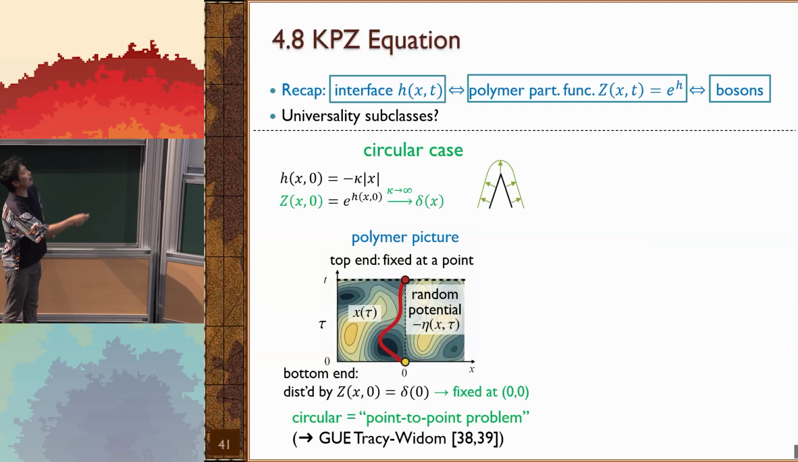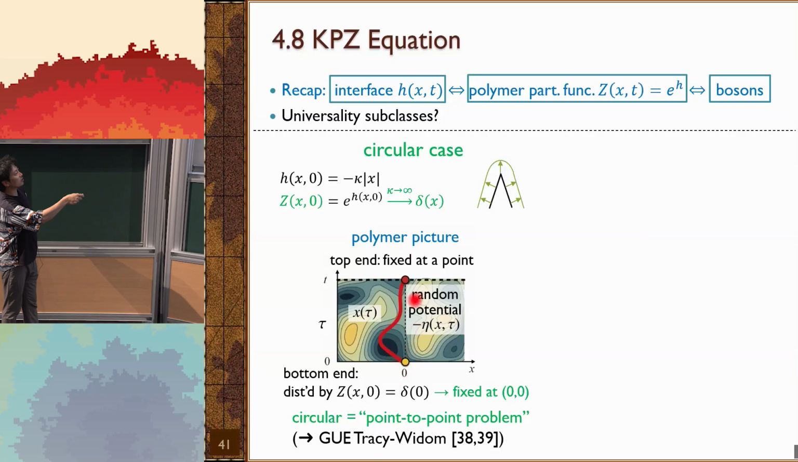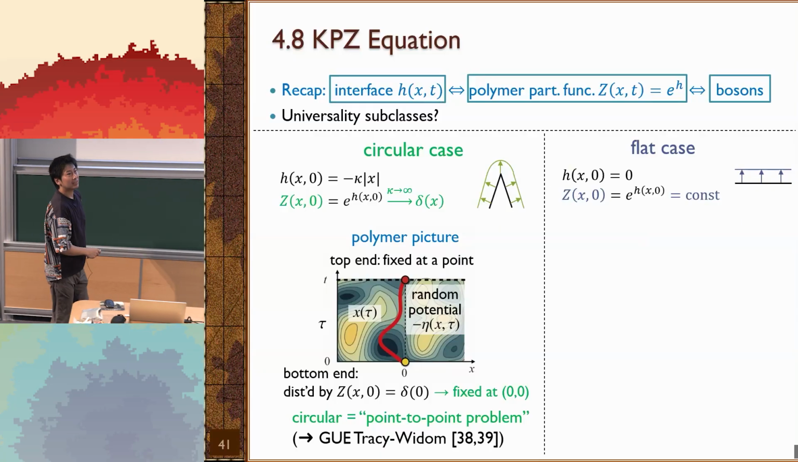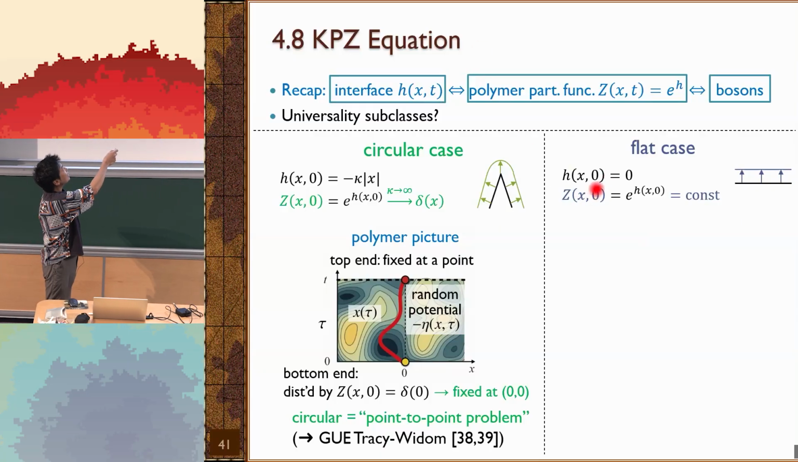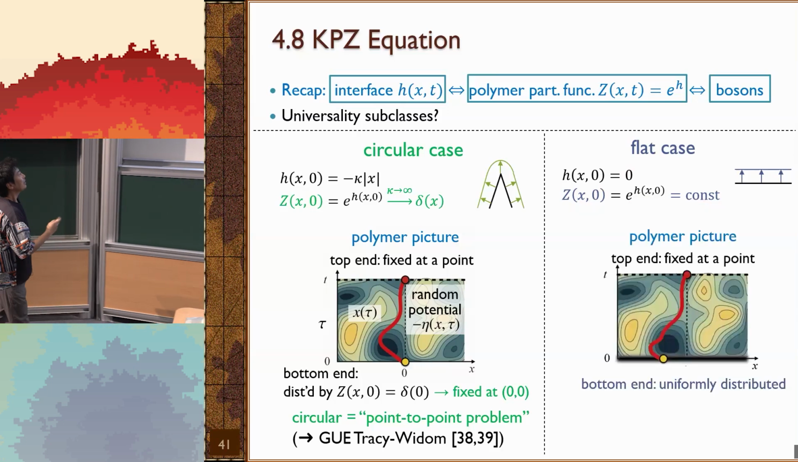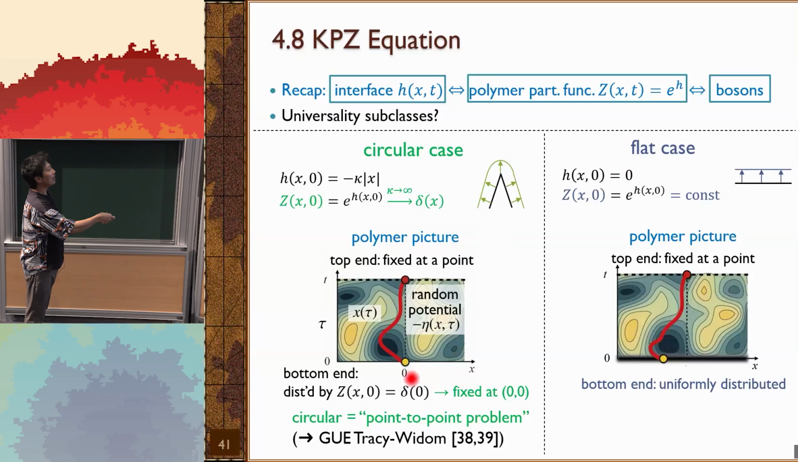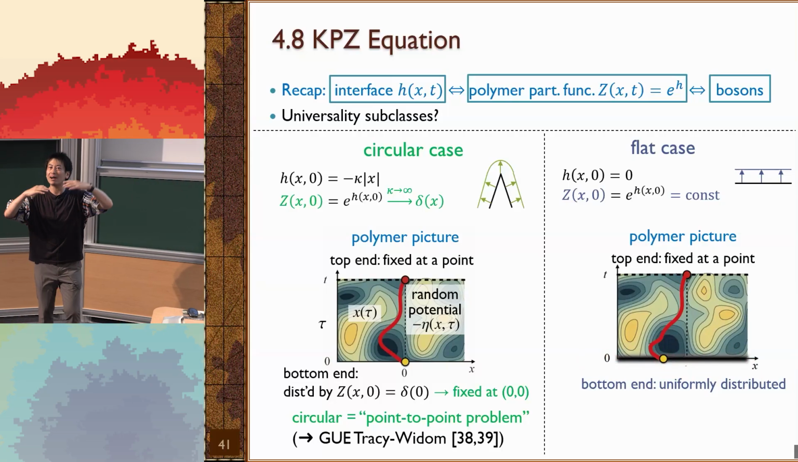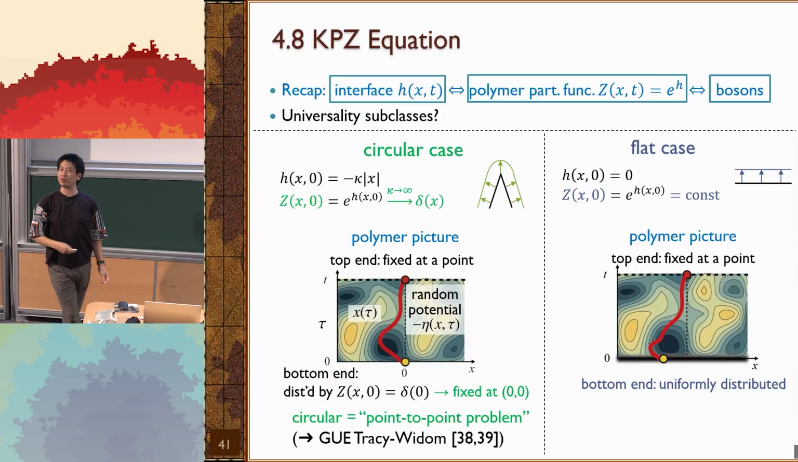Okay, so for the circular case, it is a point-to-point problem, and we get GUE Tracy-Widom. Now, what about the flat case? The flat case corresponds to the flat initial condition, and so Z is also constant. It's flat. Then remember that the lower end of the polymer is distributed by this Z at time 0. It means that this lower end is distributed uniformly along this line. So again, the flat case corresponds to the line-to-point problem of the directed polymer.